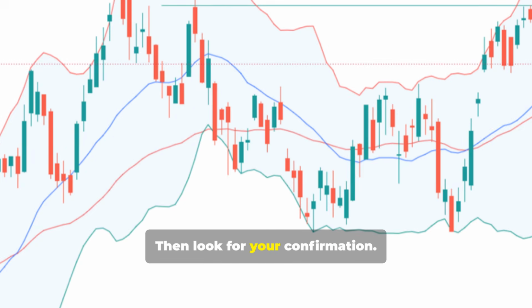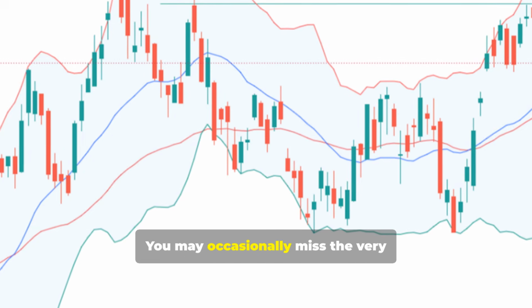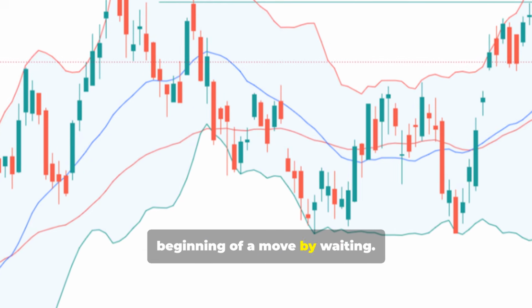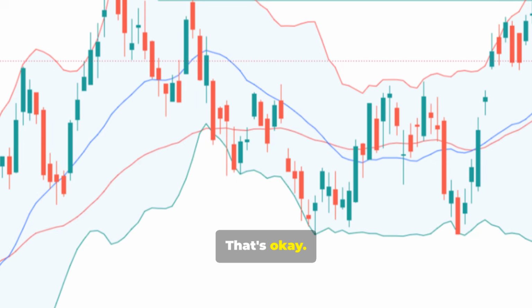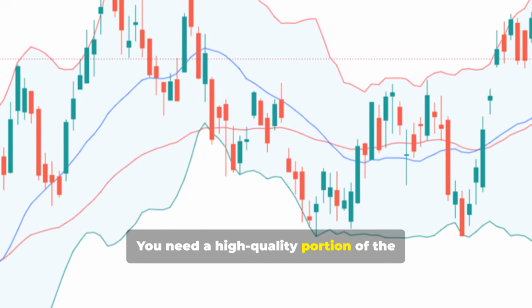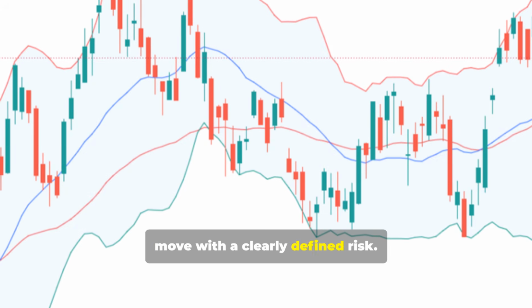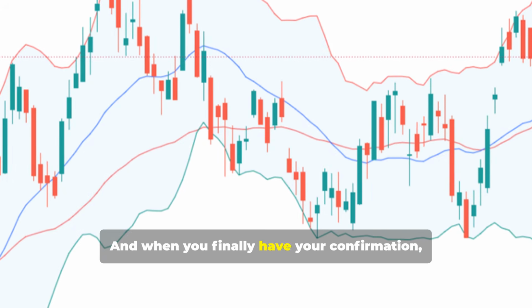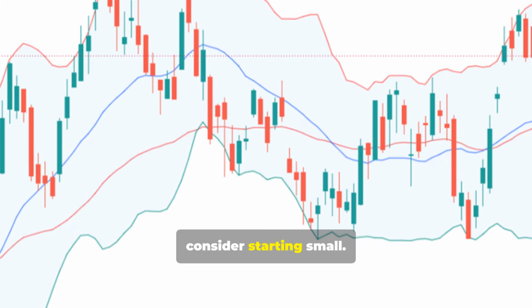Then look for your confirmation. You may occasionally miss the very beginning of a move by waiting. That's okay. As a day trader, you don't need every point. You need a high-quality portion of the move with a clearly defined risk. And when you finally have your confirmation, consider starting small.